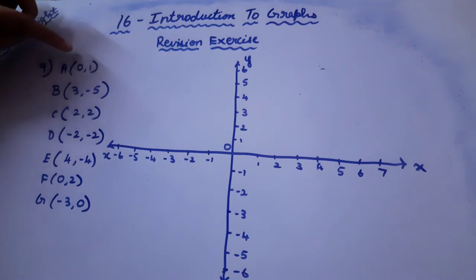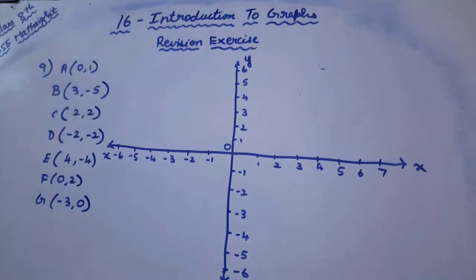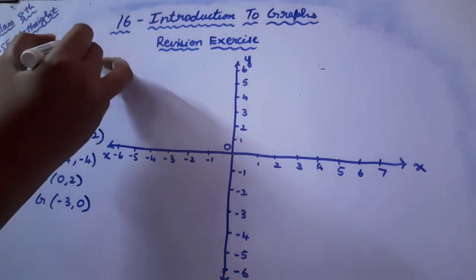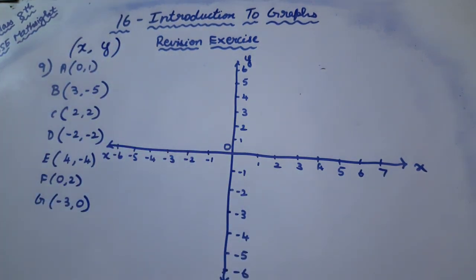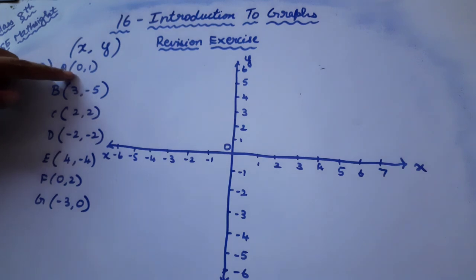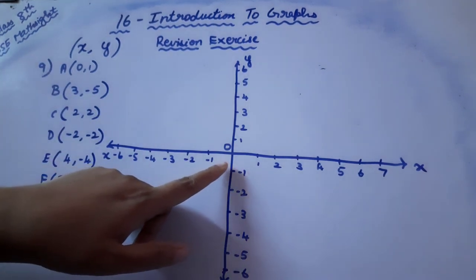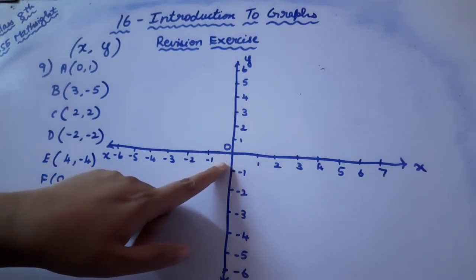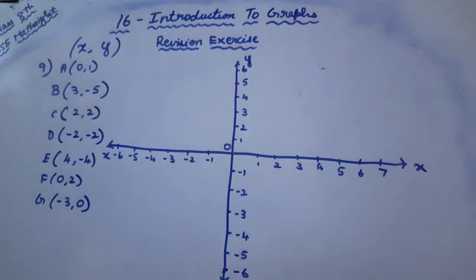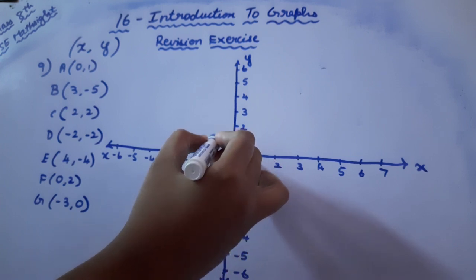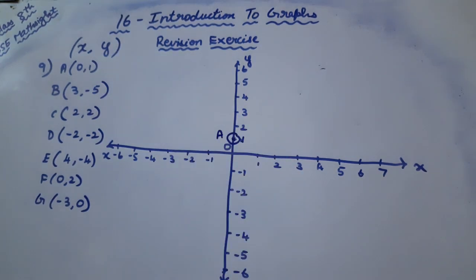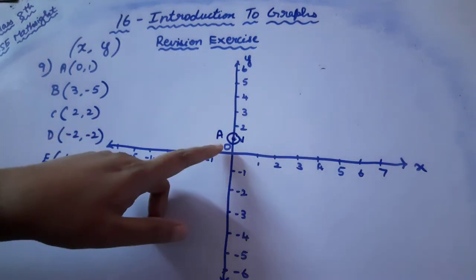When we take the first point A (0, 1), we always have to take the first value on the x-axis and the second value on the y-axis. So we have to see 0 on the x-axis. Since x is 0, we are going to take the y value next. Y is 1, so we mark the point over here. So on the y-axis, this is point A (0, 1). Since the x value is 0, we plot the point A on the y-axis.